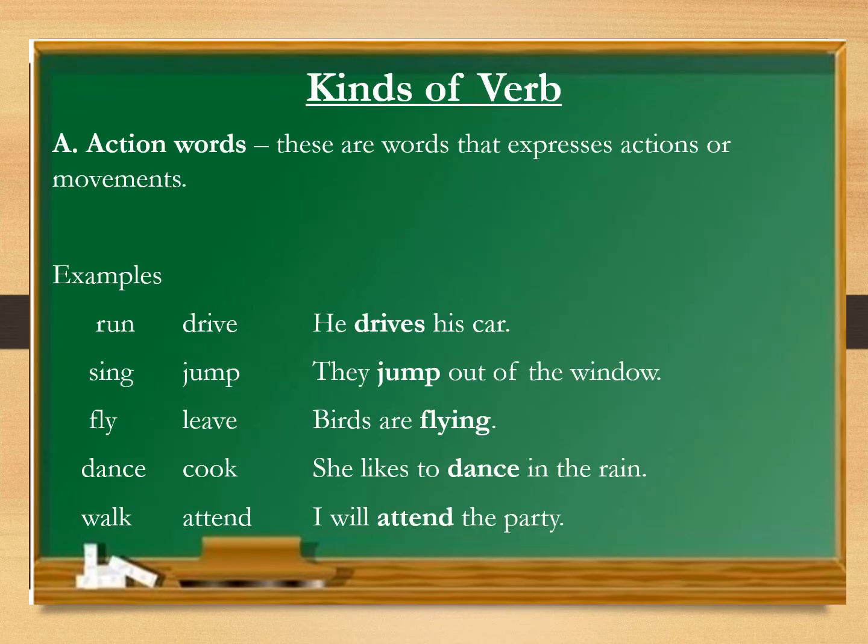Now, let's move on to the kinds of verb. Action words. These are words that express actions or movements. Examples: run, drive. He drives his car. Sing, jump. They jump out of the window. Fly, live. Birds are flying. Dance, cook. She likes to dance in the rain. Walk, attend. I will attend the party.